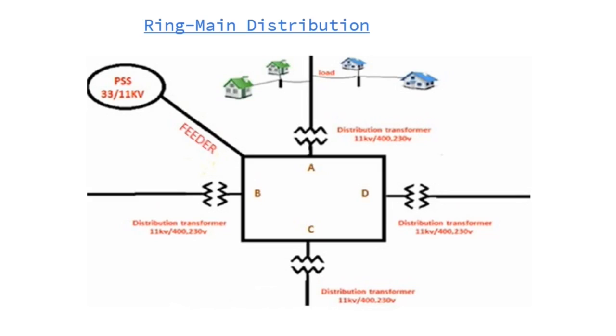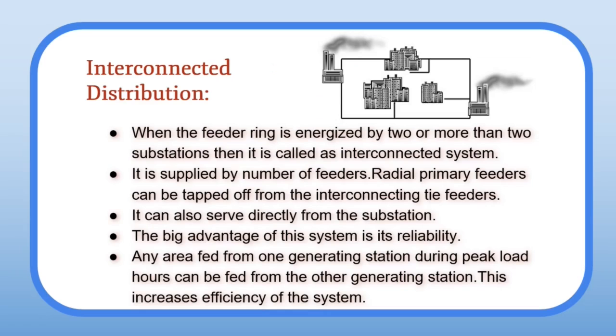Now coming to the next scheme of connection, interconnected distribution. When the feeder ring is energized by two or more substations, then it is called an interconnected system. It is supplied by a number of feeders. Radial primary feeders can be tapped off from the interconnecting tie feeder. It can also serve directly from the substation.